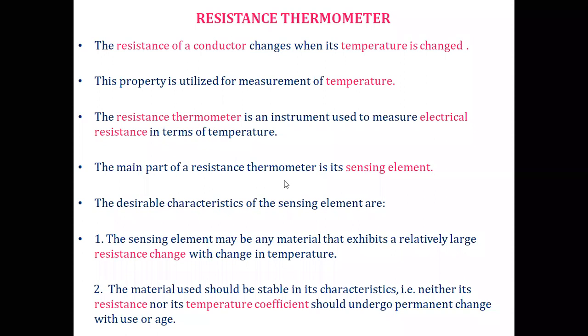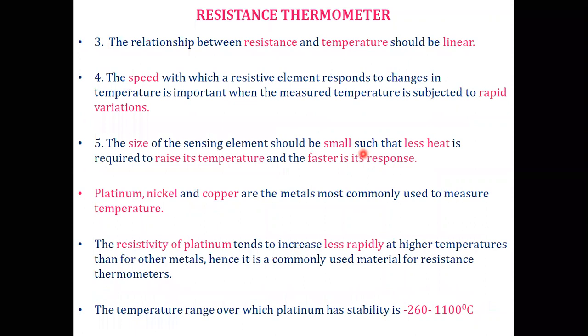Next one is resistance thermometer. The basic principle for this one is change in the resistance will take place with respect to the change in temperature. Here the material we are going to use is platinum. The range for this platinum is minus 260 degrees centigrade to 1100 degrees centigrade.